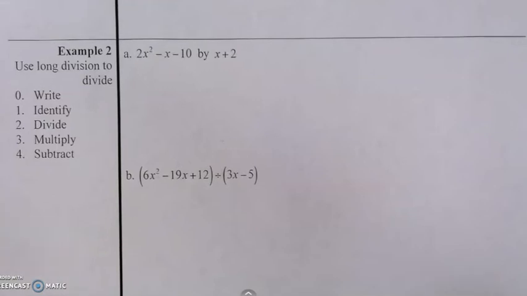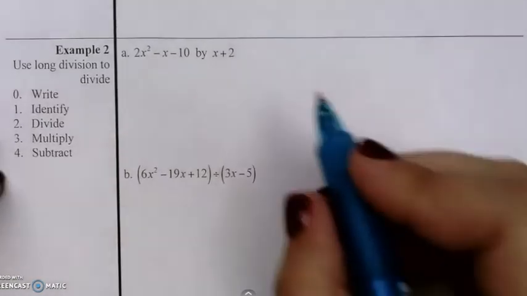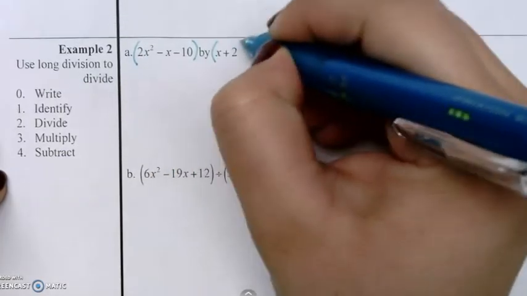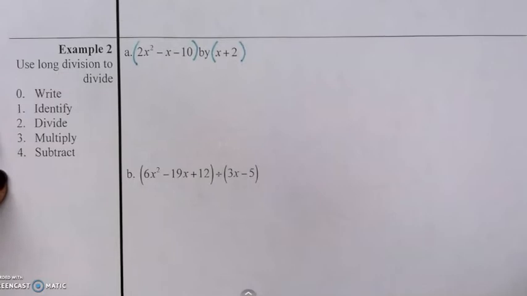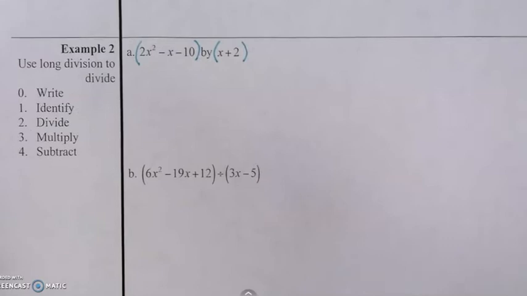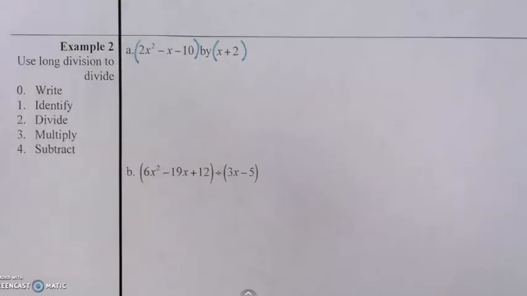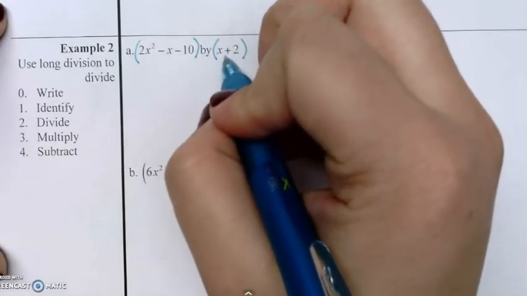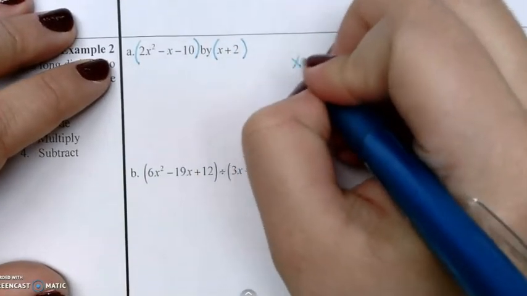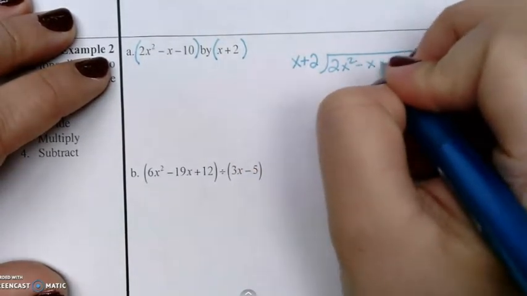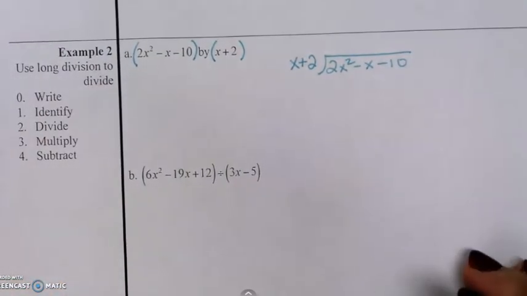All right, hopefully you've done the try this. In example 2, we're dividing not by a monomial, but this time by a binomial. So I have a polynomial divided by a binomial. Now for this, we need to use long division. Okay, so recall how we did in the first part where we divided just numbers. The numerator goes on the inside, the denominator goes on the outside. So we have x plus 2 goes into 2x squared minus x minus 10. And we're going to use the same steps that we used with numbers.